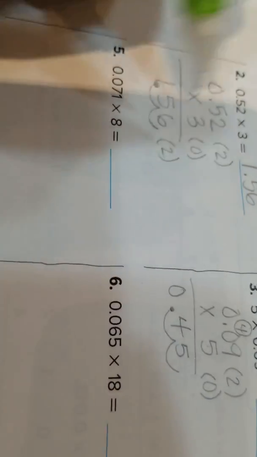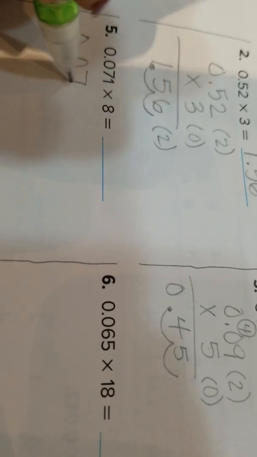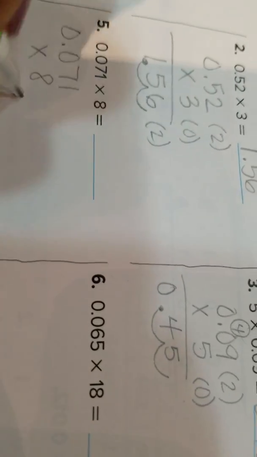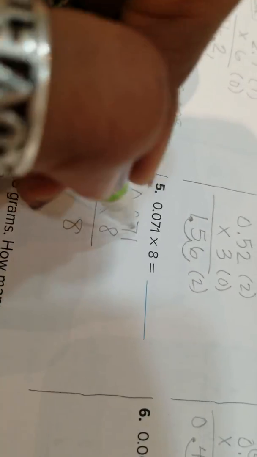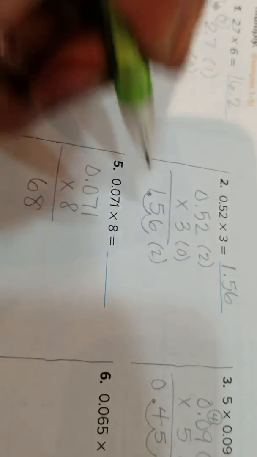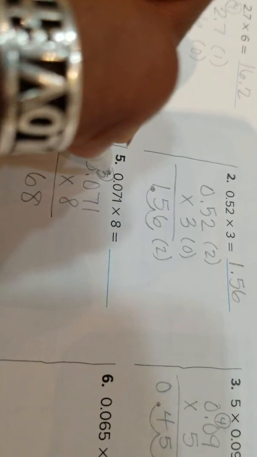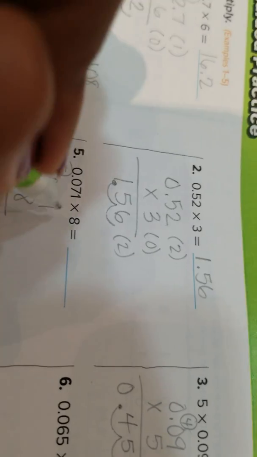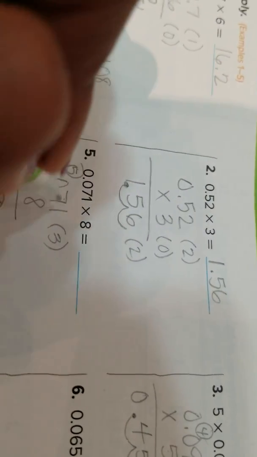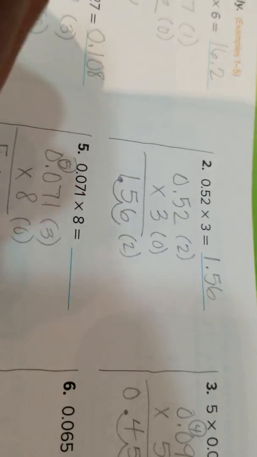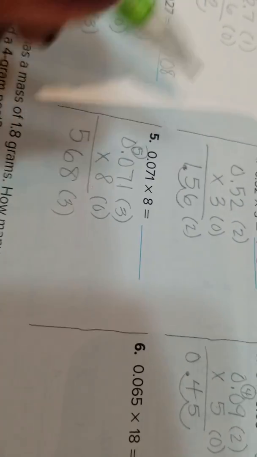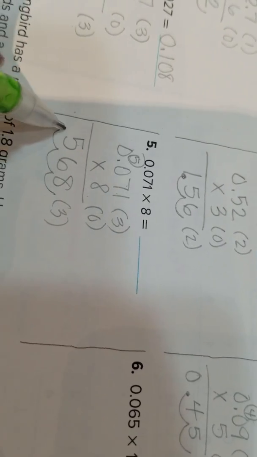Question number 5, 0.071 times 8. 8 times 1 is 8. 8 times 7 is 56. Carry the 5. 8 times 0 is 0, plus 5 is 5. So we need 3 decimal places. 1, 2, 3. None in the other number. So we need 3 in our answer. All right. 1, 2, 3. So 0.568.